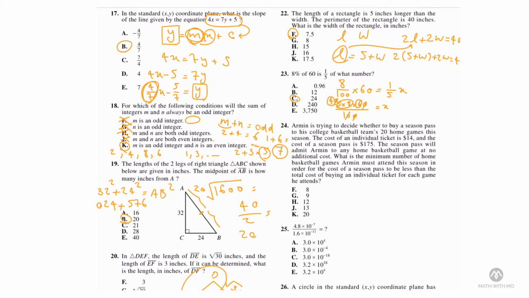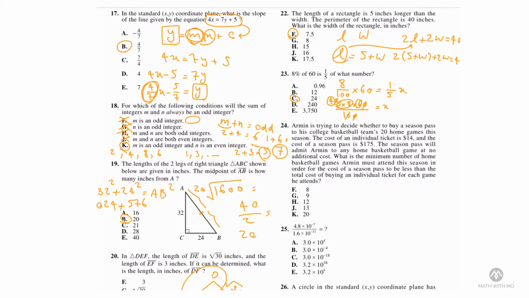Armin is trying to decide whether to buy a season pass to his college basketball team's 20 home games this season. The cost of an individual ticket is $40 and the season pass is $175. The season pass will admit Armin to any home basketball game at no additional cost. What is the minimum number of basketball games Armin must attend this season in order for the cost of a season pass to be less than the total cost of buying an individual ticket for each game he attends?